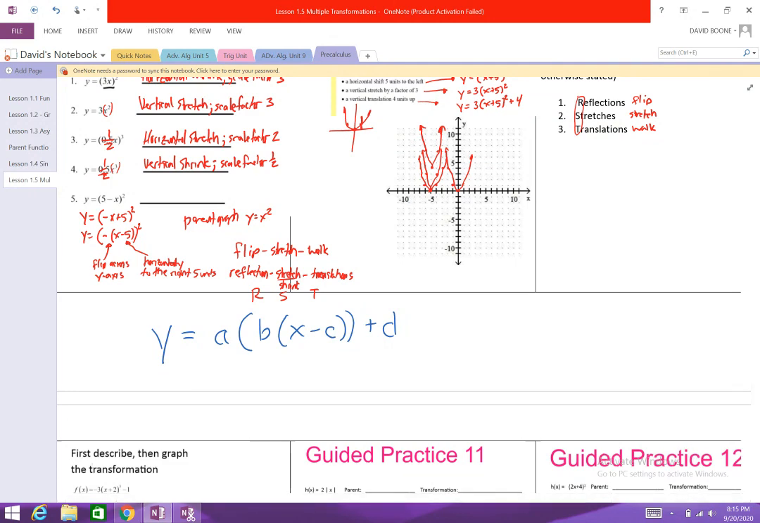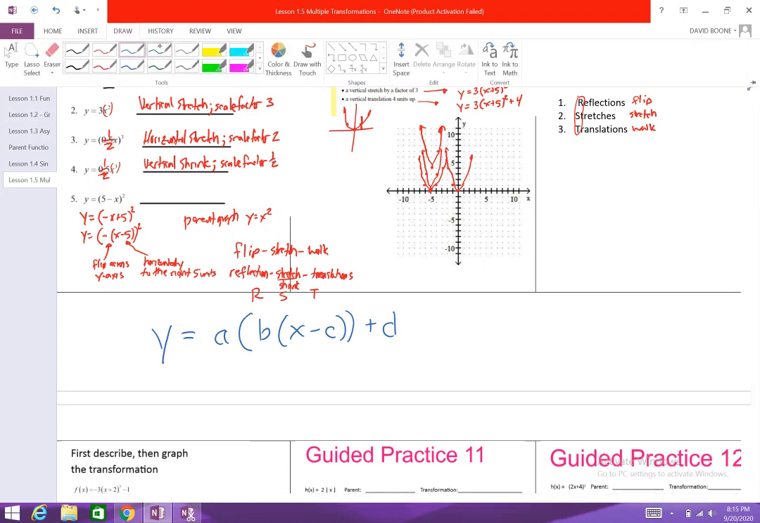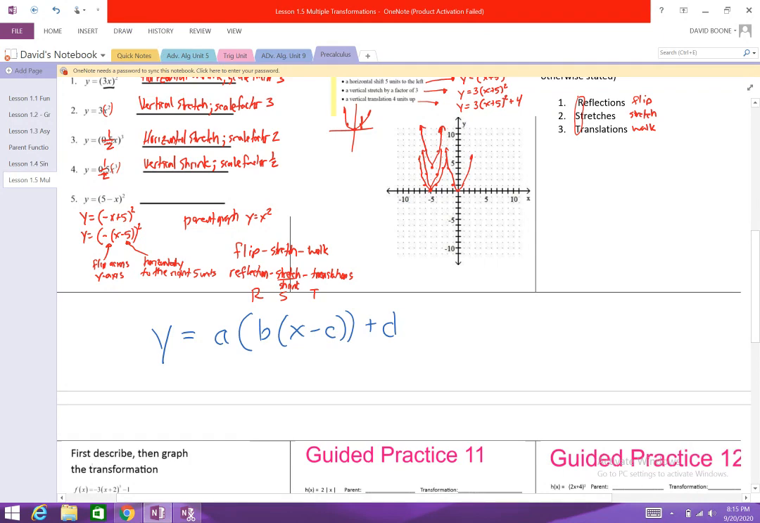Okay. And you can change this. We can put a squared up here, a cubed up there. We can put a sine out front. Lots of different things. But this is one that gives you a general idea of what should be happening here. And just some quick notes. Okay, what this a value does.